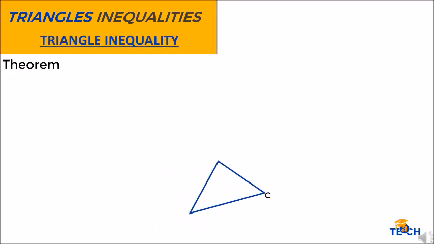Let us now proceed to our second part. We have here triangle inequality theorem. So for the second part, we have three theorems. First is the triangle inequality theorem, which is side 1 plus side 2 is greater than side 3.